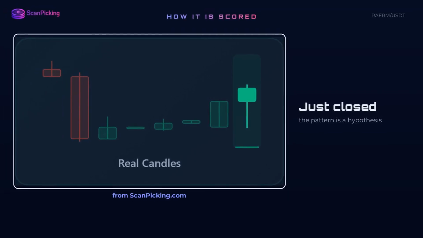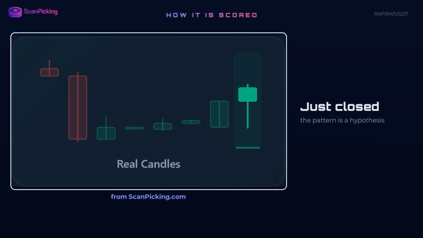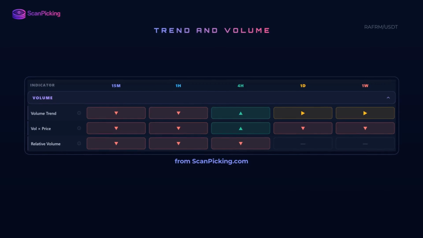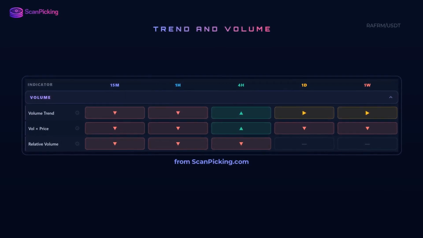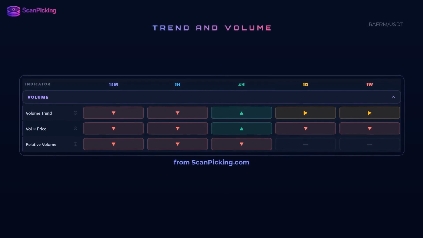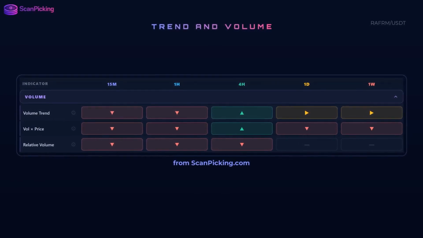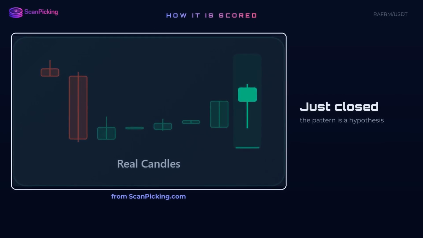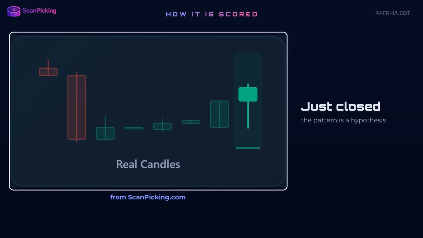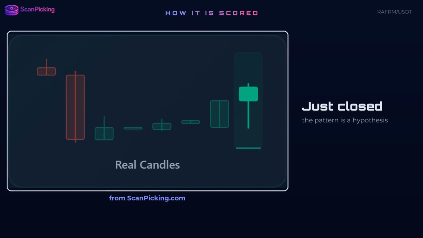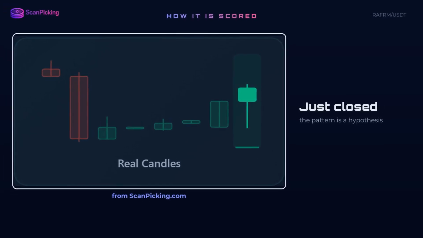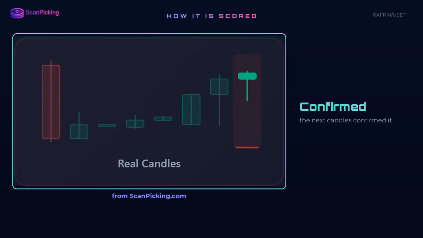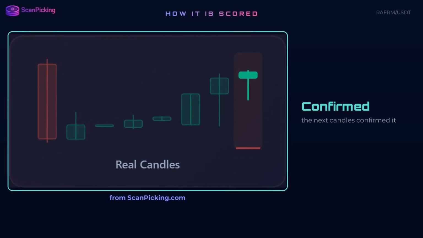First, it waits for the candle to close. The candle still forming is excluded, its shape is not final. Then it checks the trend around that candle, and the volume it traded. Weak volume cuts the weight of the pattern, it does not erase it. And then it keeps watching. The engine scans the last 3 closed candles, so a pattern from 2 candles ago still counts, and the candles after it act as a verdict. Just closed, the pattern is fresh, it is a hypothesis. Confirmed, the candles that followed went its way, and the weight goes up.